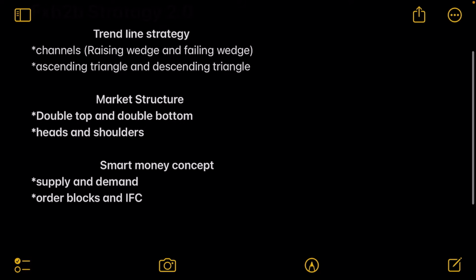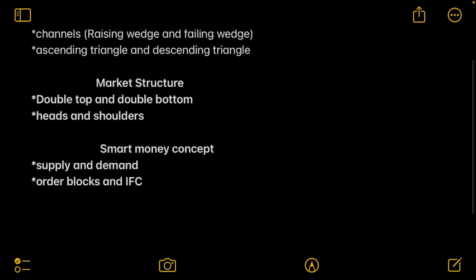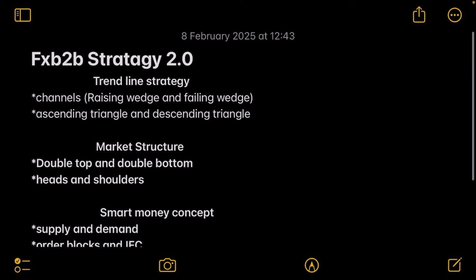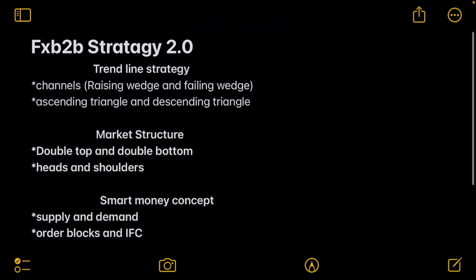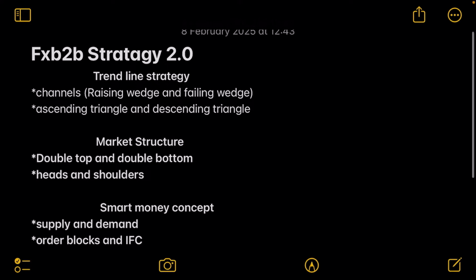After that, we'll look at market structure in the next lesson. We'll also look at smart money concepts. These are the strategies that we're going to be using under the FX B2B strategy. Then I'll show you how you can combine all this, like how you can combine the trend line strategy with smart money to get accurate entries. So let's get straight into it.